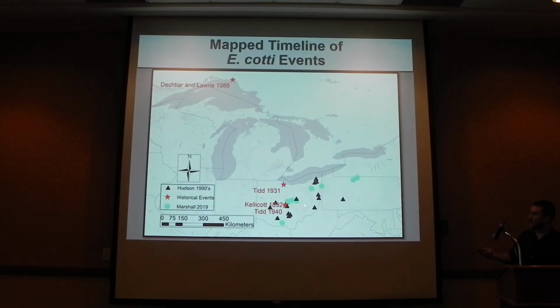So this is a map of the timeline of events. This is the original description in 1892, that really short description, and it was on mottled sculpin in the Alum Creek, which is, I think, a tributary of the Ohio River. And in 1940, it was again found by a gentleman named Tidd at Ohio State University on a rainbow darter, and then he found it again on a rainbow darter on the south shore of Erie.